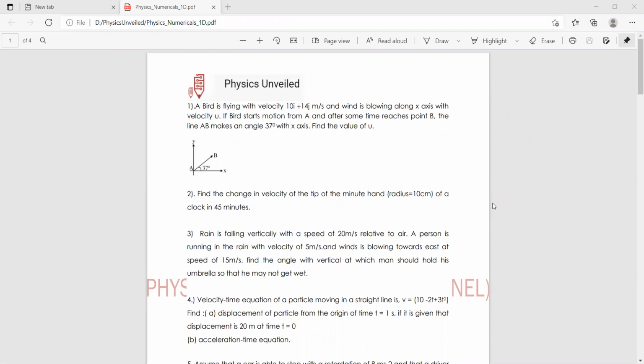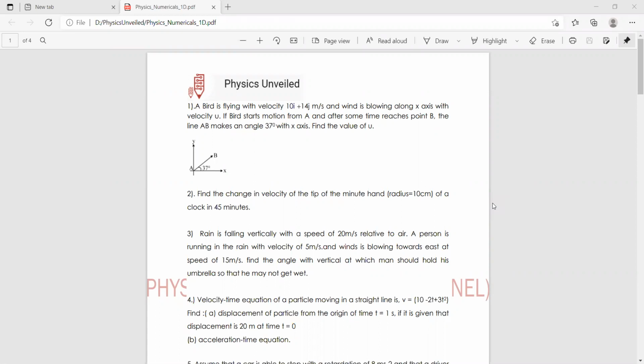This particular session will be kept very short because we'll be uploading some 20 best numericals of motion in 1 dimension. As we have completed our motion in 1 dimension in our last session, where we discussed the concept of relative velocity, relative motion specifically.